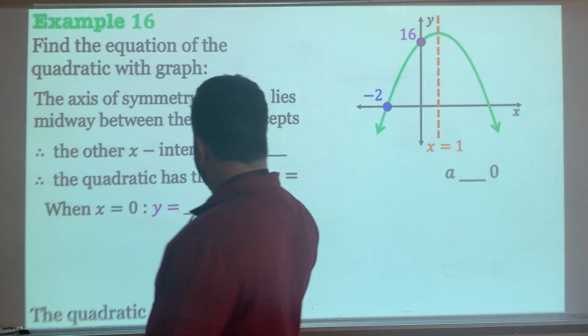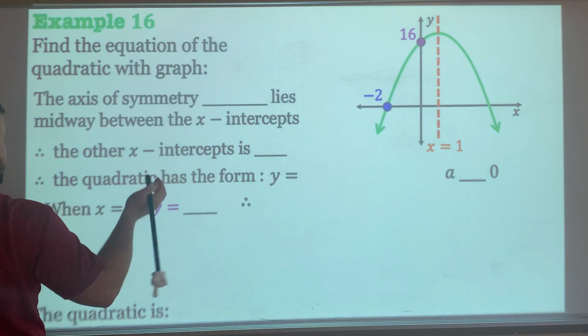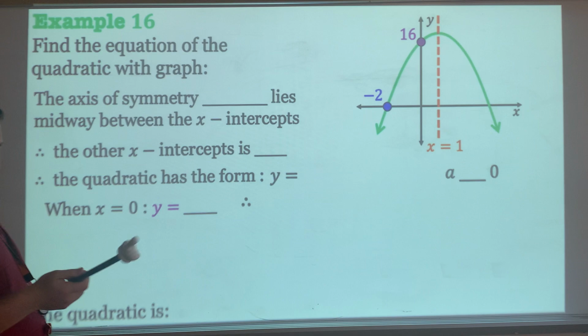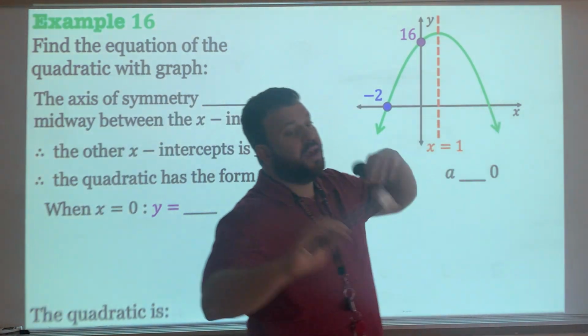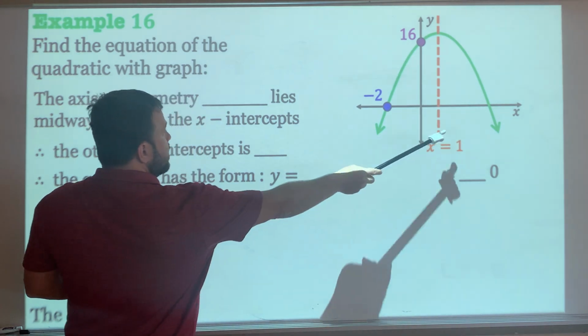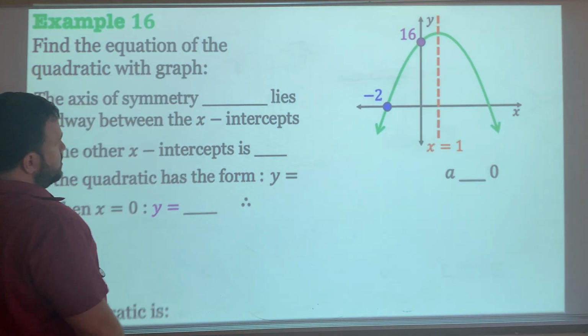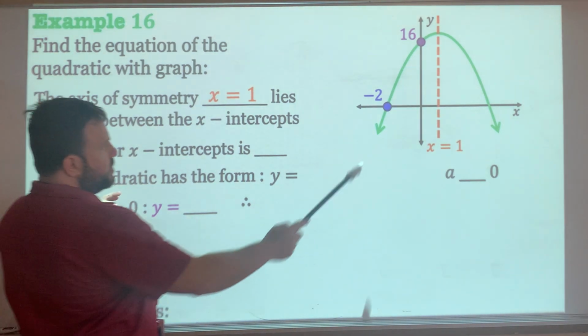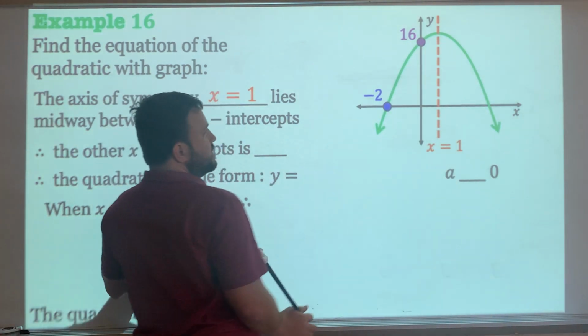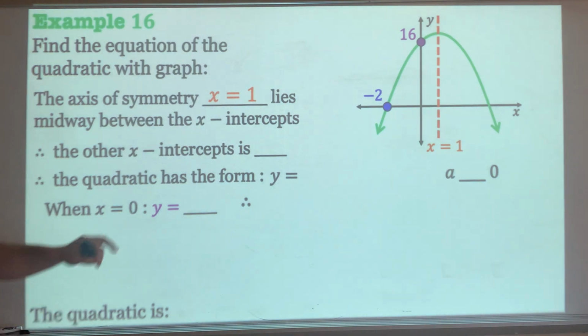So this says the axis of symmetry lies midway between the x-intercepts. Did I say intercept? Did I say axis of symmetry? Sorry, I meant x-intercept. Find this x-intercept, and then we can solve it like before. That axis of symmetry, what is it? It's x equals 1. It lies midway between the two intercepts, right? We already discussed that when we discussed axis of symmetry.